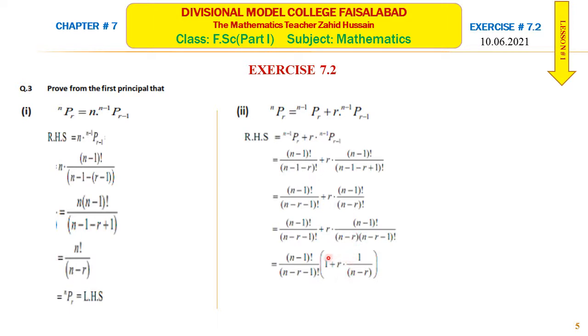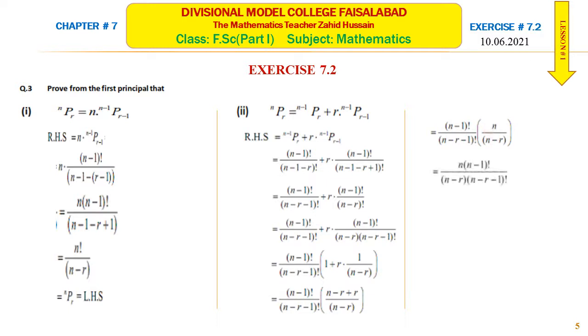Take the LCM of the two terms within the brackets. n minus r is the LCM, so we get n minus r plus r. This plus r and minus r is cancelled, and we get n minus 1 factorial over n minus r minus 1 factorial. Within the bracket we get n over n minus r.